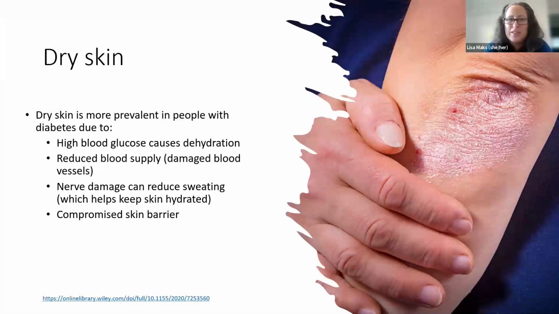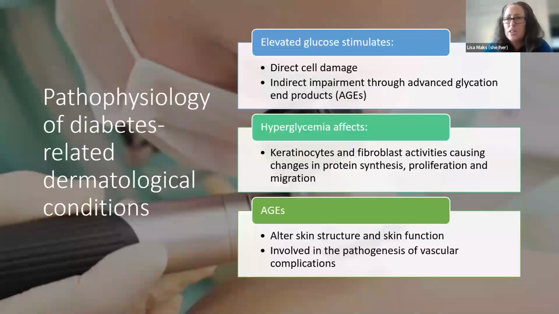And that reduced blood supply, because of the damaged blood vessels, can make it more difficult for the skin to be hydrated. There's nerve damage possibility, and that reduces sweating, which keeps the skin moist, and a compromised skin barrier as well. So what's the pathophysiology?